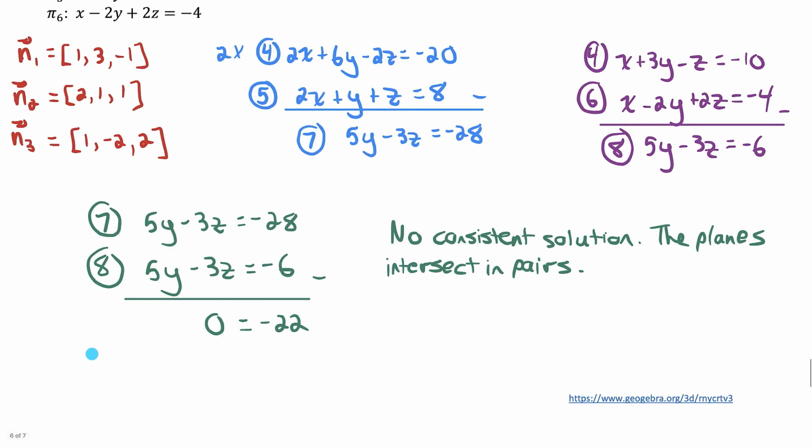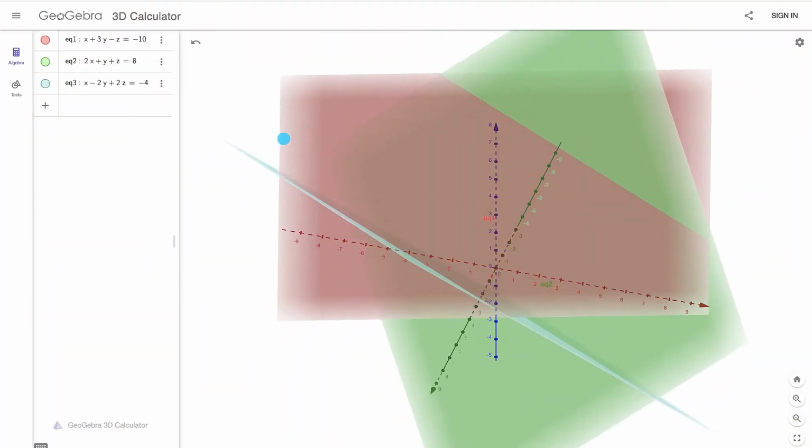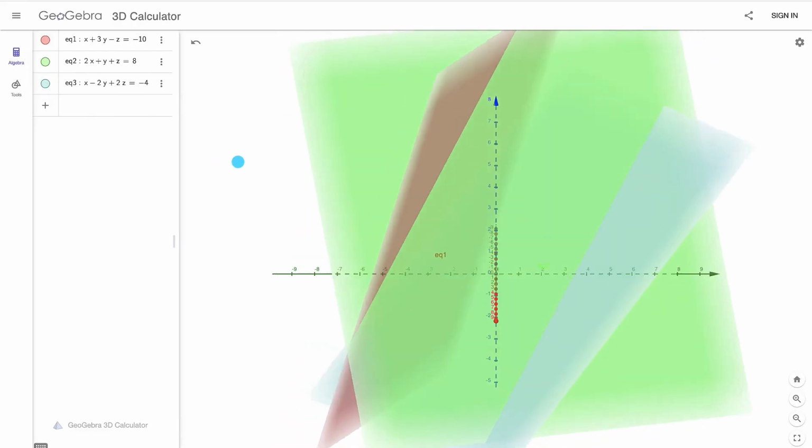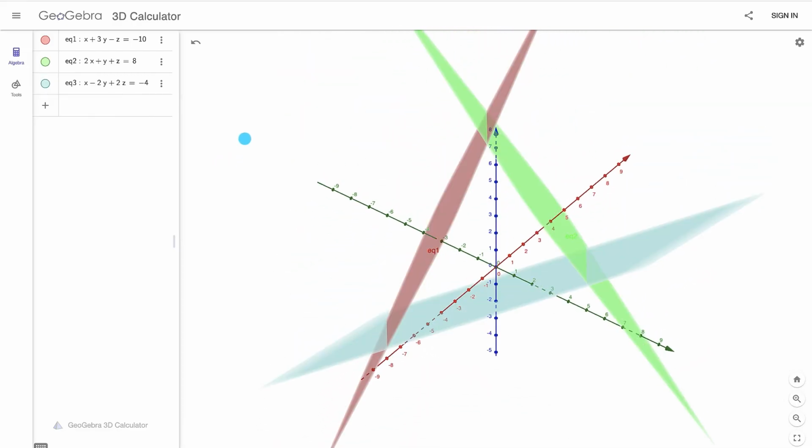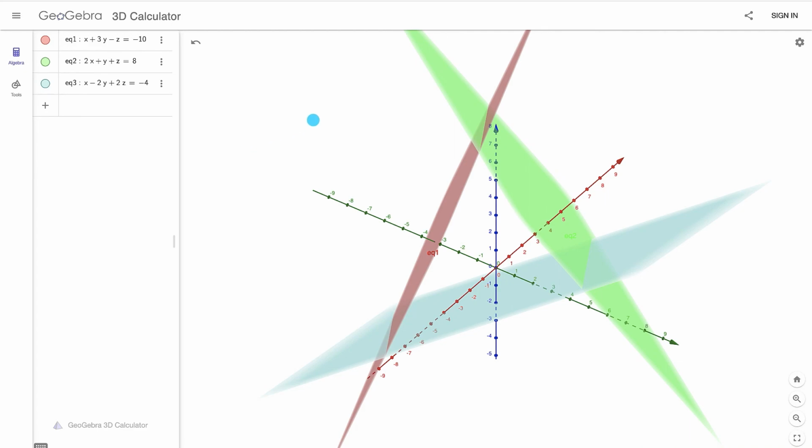And now let me show you once again in GeoGebra what we found here. Here are the three planes we worked with. Notice that the three planes, like we figured out, are not parallel to each other. But more importantly, what we did was we looked at the red and the green first, and we saw that they intersect in a line. And then we also looked at the red and the blue and saw they intersect in a line, and we figured out that those lines never intersect. Therefore, the three planes never converge on a single point, so there is no consistent solution for that system.